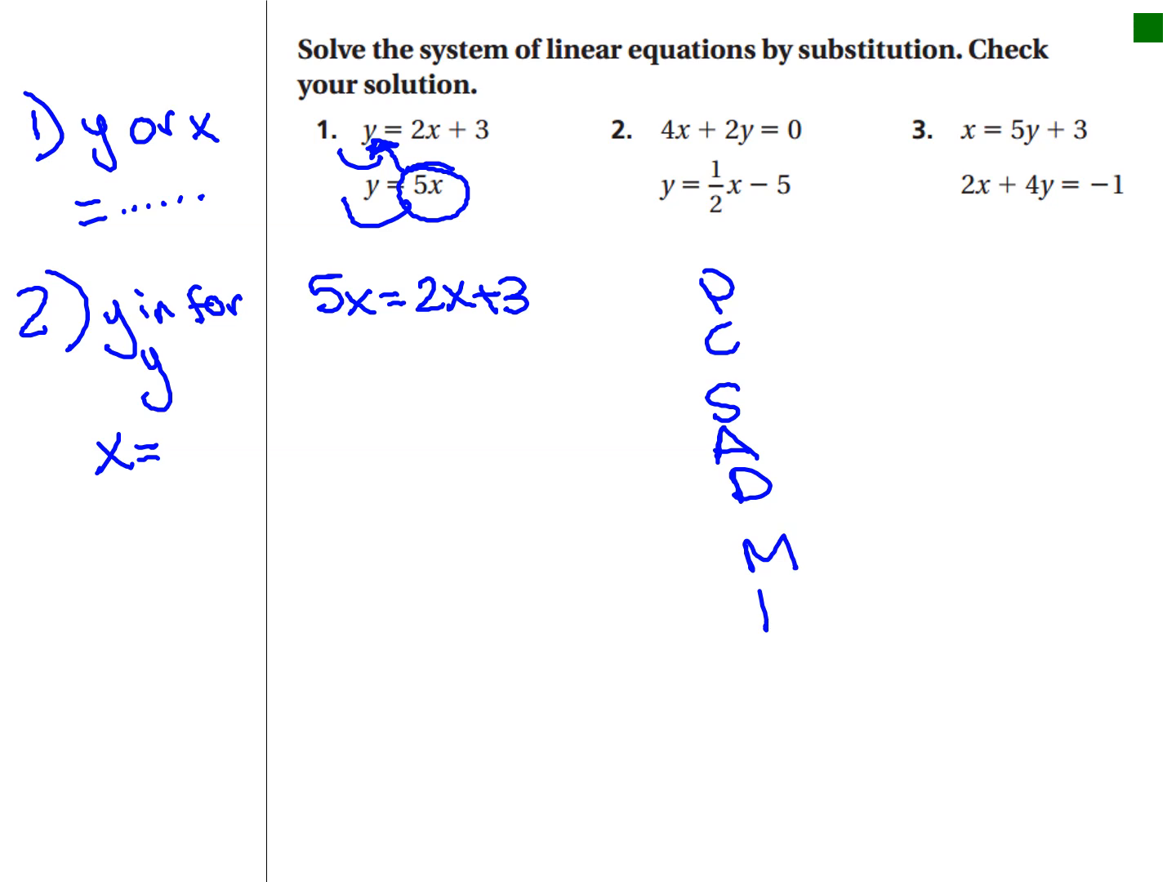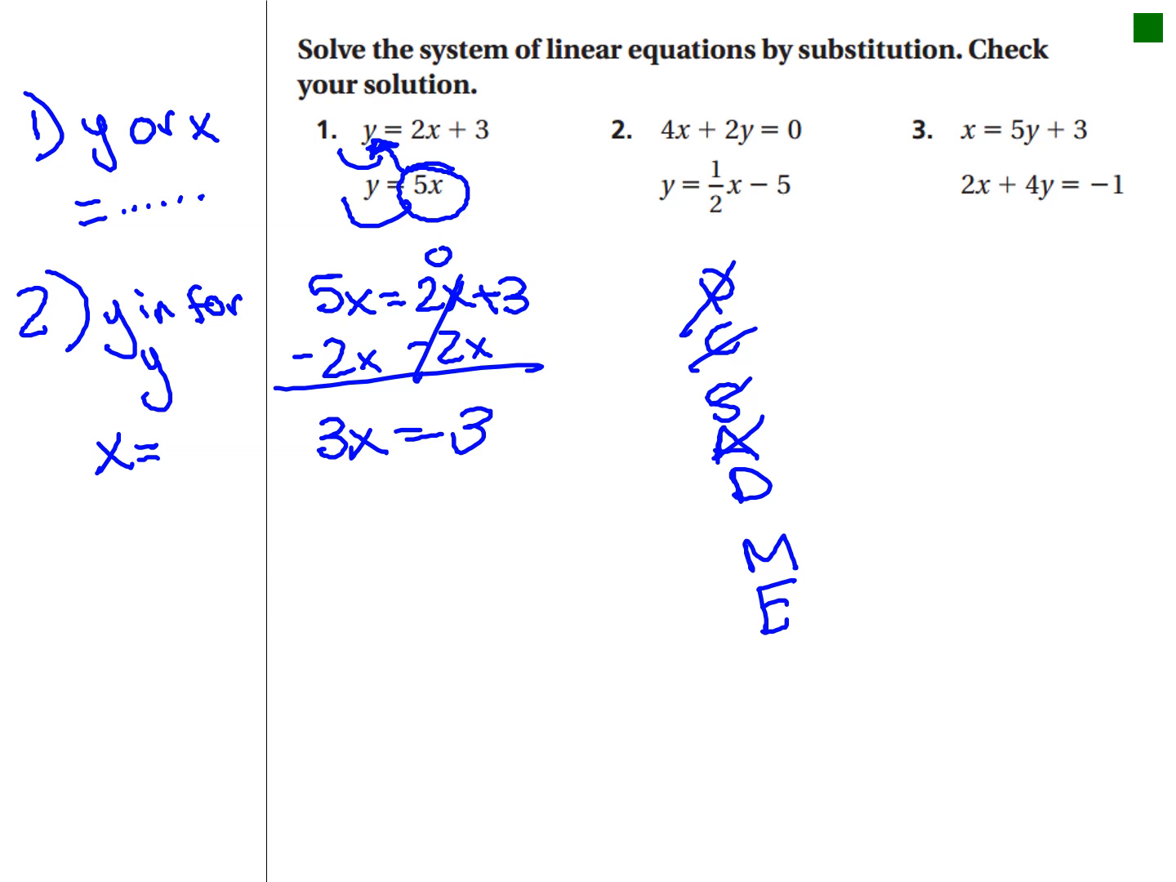Sad me. Parentheses, no. Like terms, yes. On opposite sides, we're going to take away. 5 minus 2x is 3x equals 3. Alright. Division or multiplication, yes. Undo multiplication with division. X equals 1.